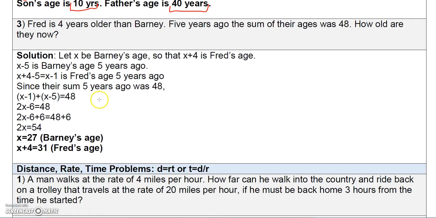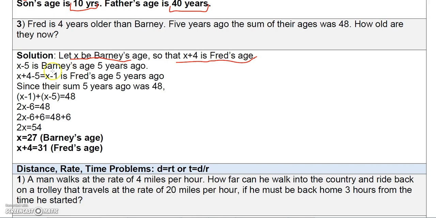Okay, this one is Fred and Barney from the Flintstones, I guess. Fred is 4 years older than Barney. 5 years ago, the sum of their ages was 48. How old are they now? Well, let's let X be Barney's age today. And since Fred is 4 more than Barney, we'll let X plus 4 be Fred's age today.